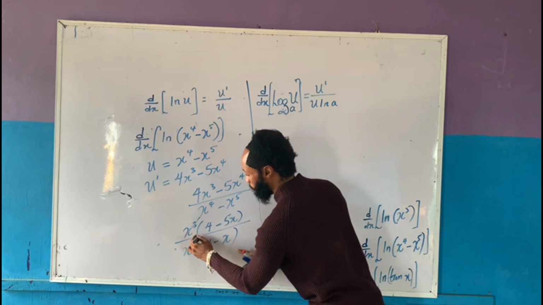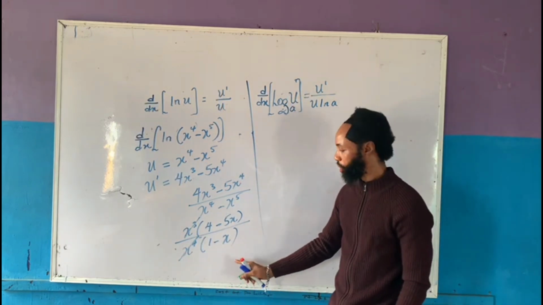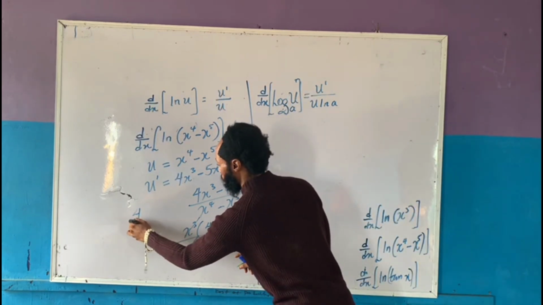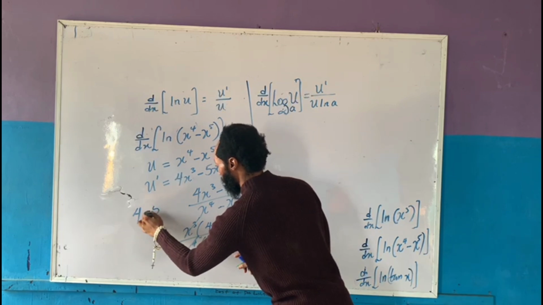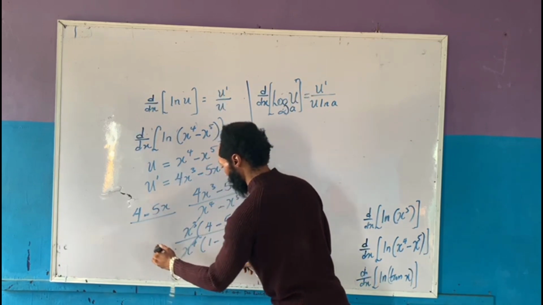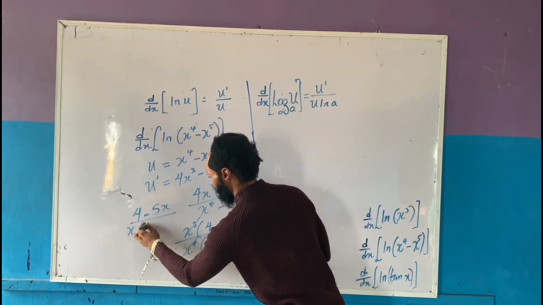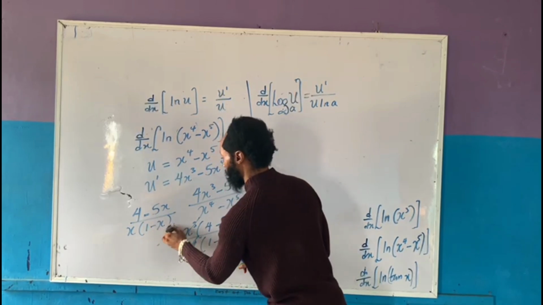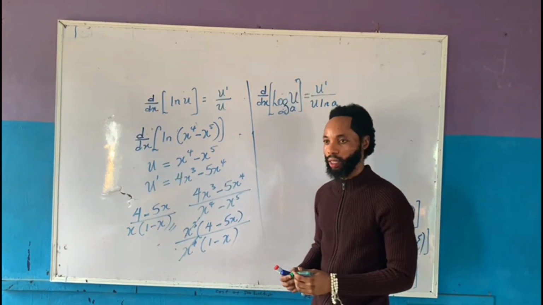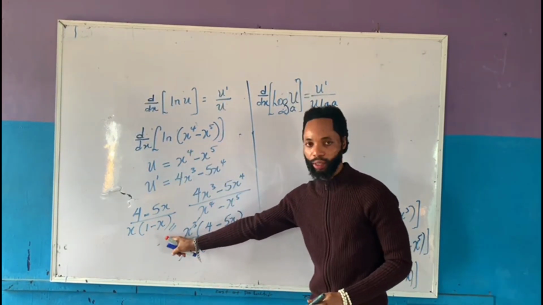So if these two cancel out, our final answer should be 4 minus 5x all over x times bracket 1 minus x. And this is our answer for this expression.